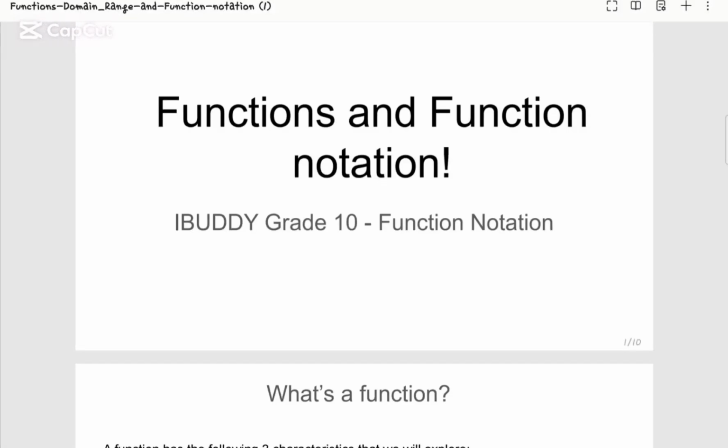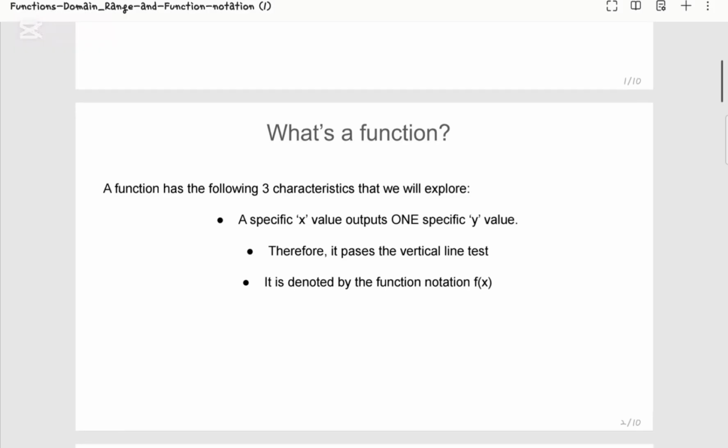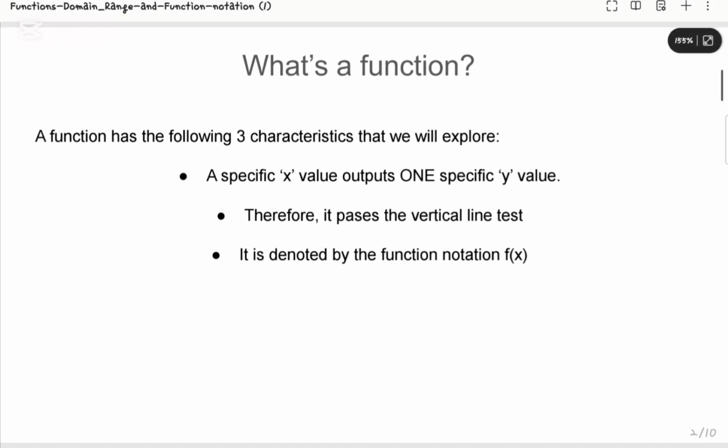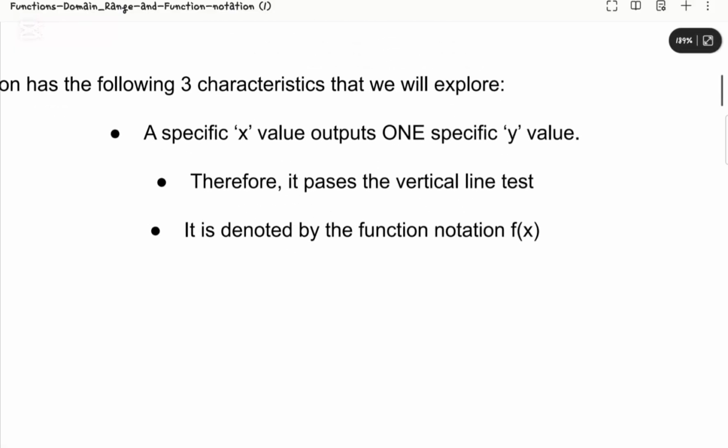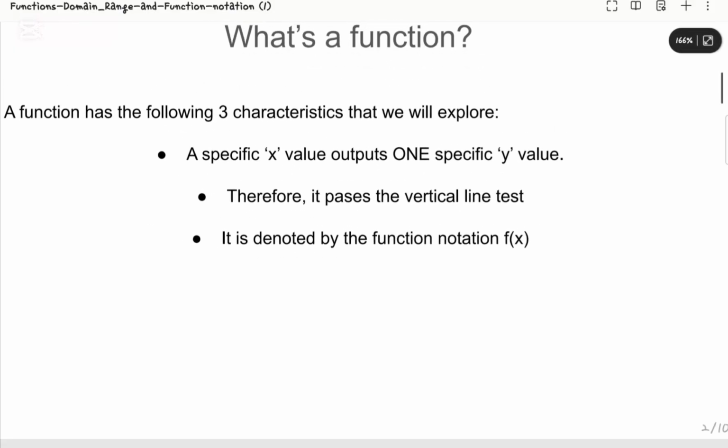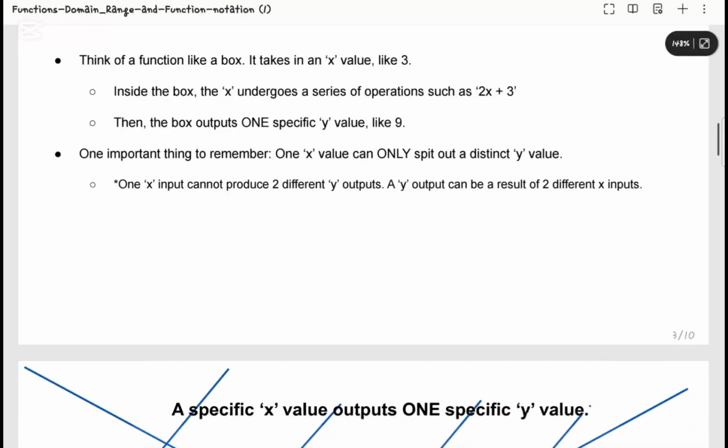Guys, this lesson will be covering functions and function notation. So what's a function? A function has the following three characteristics that we will explore today. The first one is that it has a specific x value that it takes in, and it outputs one y value. And therefore, it passes the vertical line test, and it is also denoted by the function notation of f bracket x, or you can say f of x.